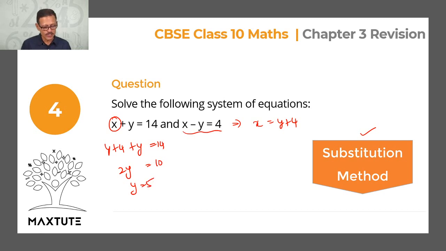Substitute the value of y as 5 in one of these equations. Let's go to this equation. x plus 5 is equal to 14, which means x is equal to 14 minus 5, which is equal to 9. x is 9, y is 5 is the answer to this.